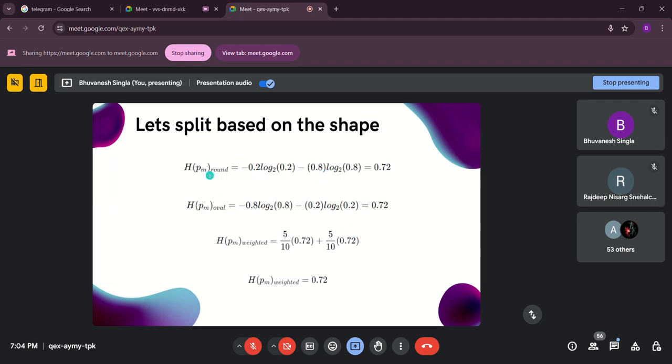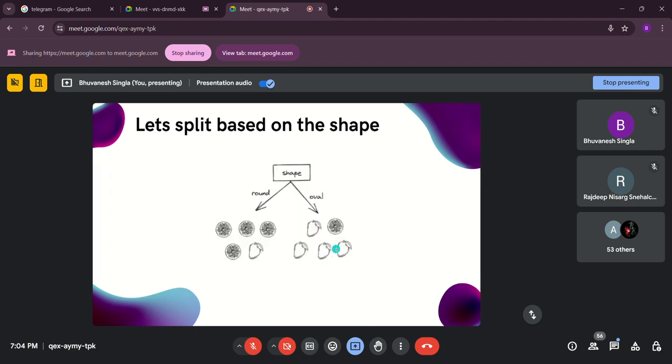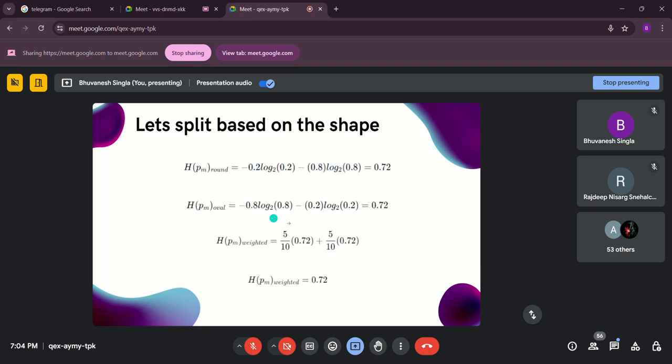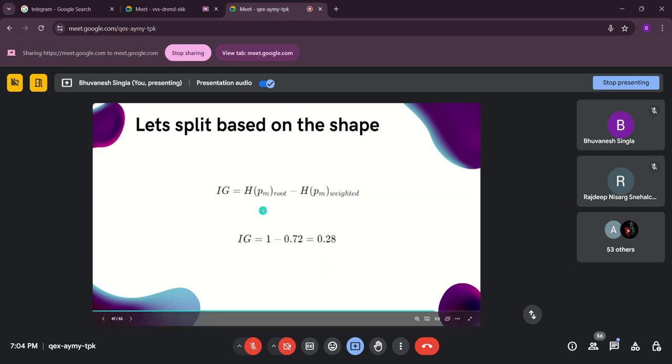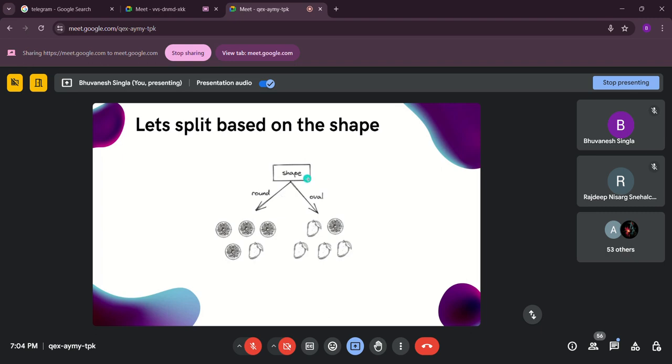So you get the entropy for round and oval was 0.72 each. And then you weight them and add them together to get the total entropy over here. And you find that it is 0.72. Now, to calculate the information gain, you simply subtract the entropy over in this state from the root. So you get an information gain of 0.28. Now, this is the information gain that we obtained if we split the data based on its shape.